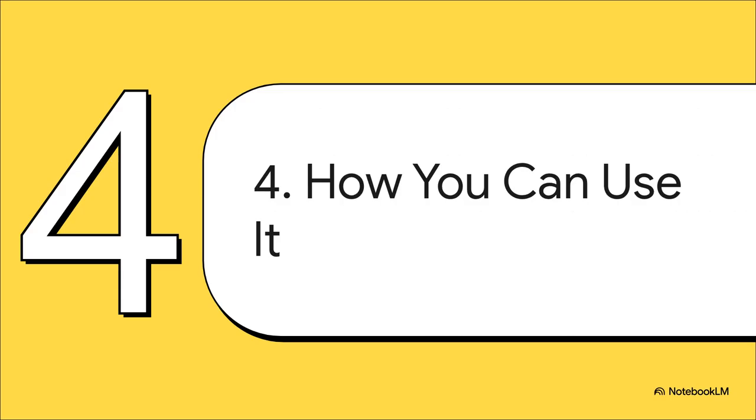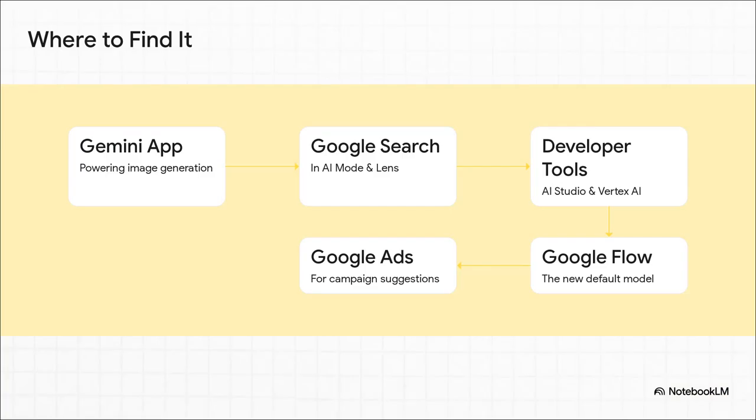So by now you're probably asking, okay, this sounds amazing, where can I try it? Well, the good news is it's already being rolled out across pretty much the entire Google ecosystem. You're going to find it in the Gemini app, baked right into Google's Search and Lens, and for developers, it's in AI Studio. It's also the new default engine inside Google Flow, and it's even creating ad suggestions in Google Ads. So yeah, they're putting it basically everywhere.